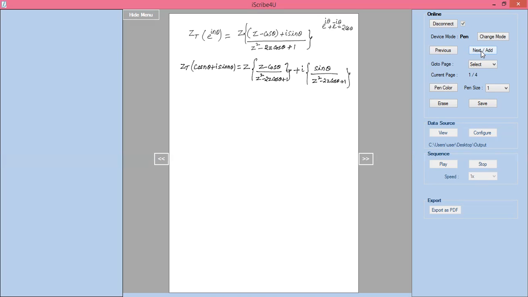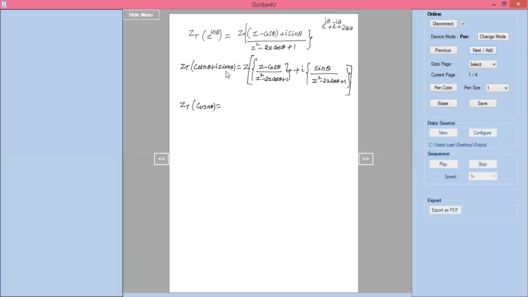Now I am going to equate the real and imaginary terms on the left hand side and the right hand side. Z transform of cos n theta is the real term, and z transform of i into sin n theta is the imaginary term. Now I will equate real and imaginary terms. Z transform of cos n theta equals, this z should be common, this z is outside commonly.